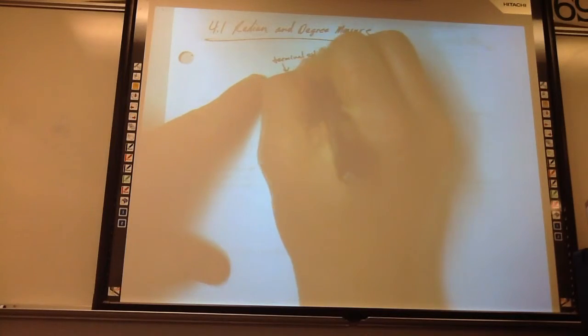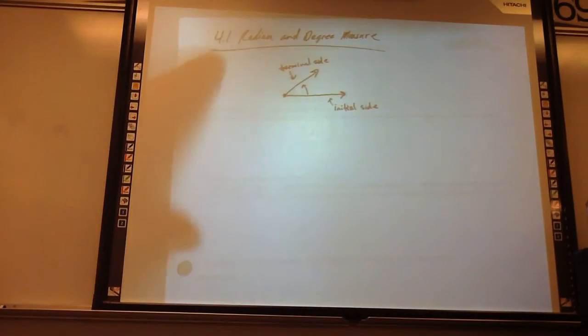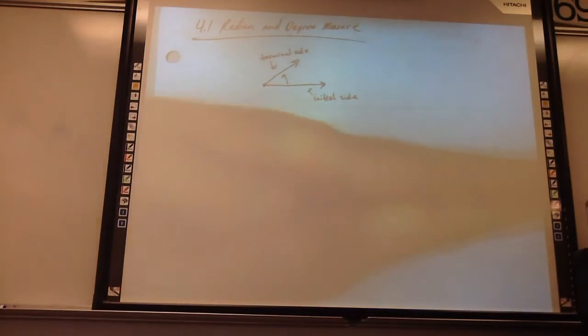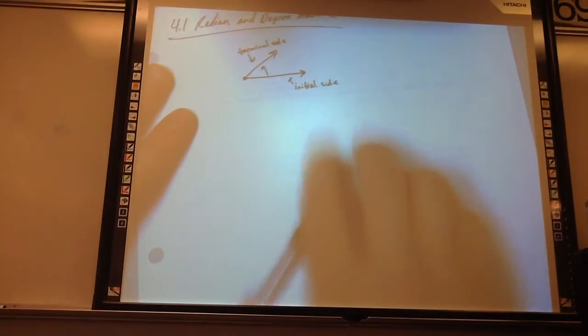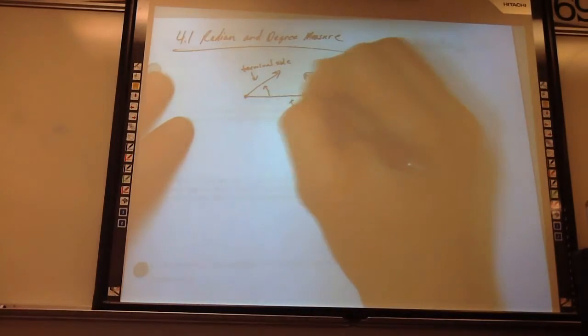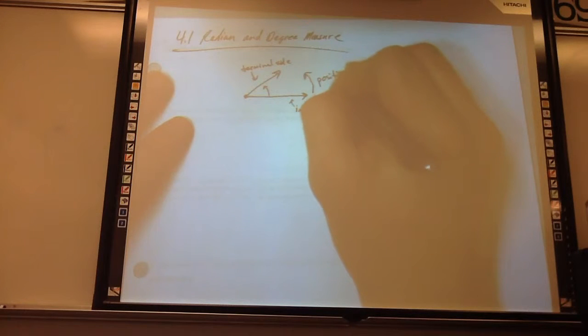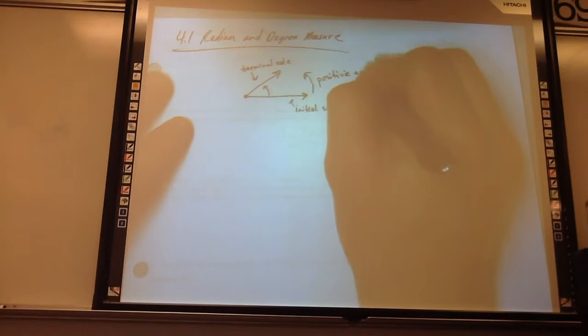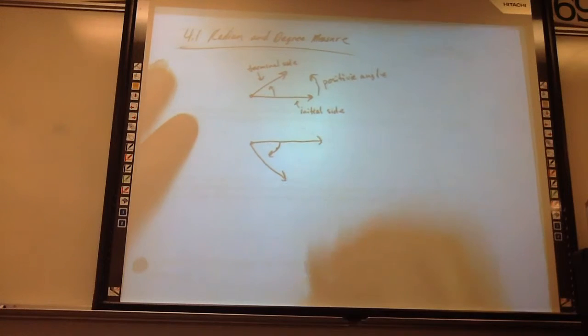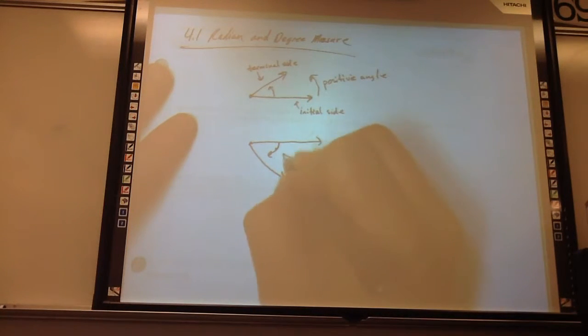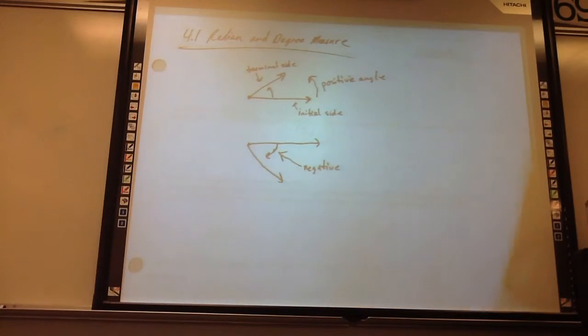What's terminal mean? To end, yeah. Here's my initial side, and now I stop, so I have a terminal side and an initial side. This would be a positive angle. We can have negative angles too. If I started with a ray like this and rotated down, I still have my initial side and terminal side, but the measure of that angle would be negative. We'll have a negative value if we go that way.